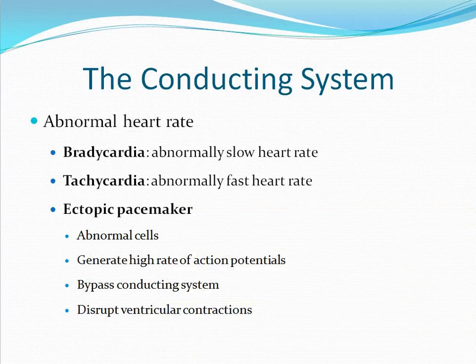We will end by looking at some basic vocabulary that describes some abnormal heart rates. The first is bradycardia. This refers to an abnormally slow heart rate. Tachycardia refers to an abnormally fast heart rate.